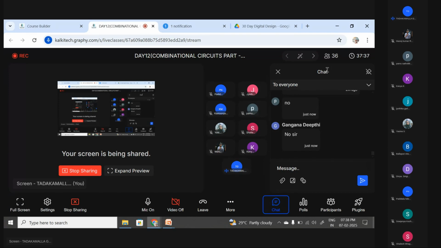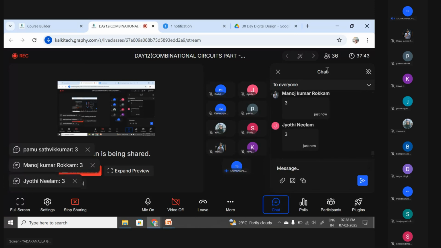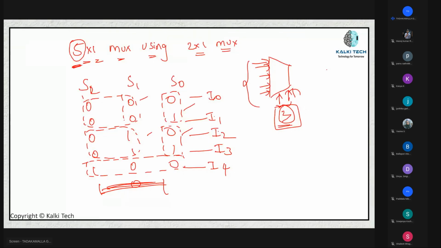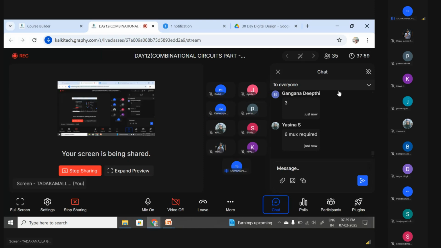Okay, so for 8 cross 1 mux, how many select lines we will have? So for 8 cross 1 mux, 3 select lines. So we are utilizing 3 select lines, but the remaining combinations we are not taking. 6 muxes are required. Please try this one and let me know in the assignment. Can you all try this one with the logic which I have explained? Can everyone try this one? Yes or no?